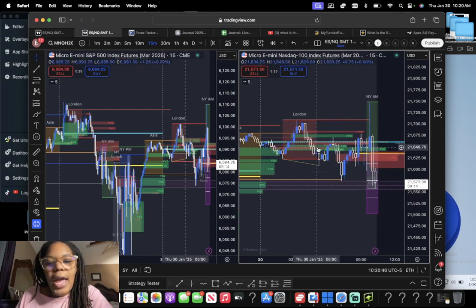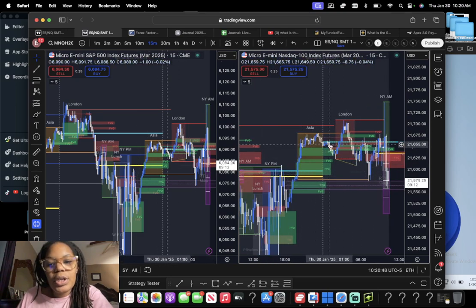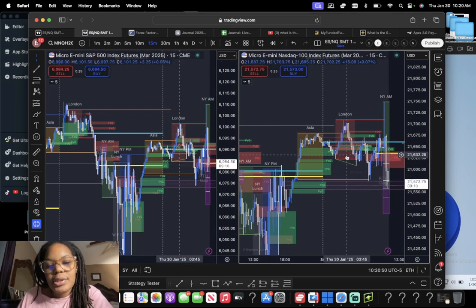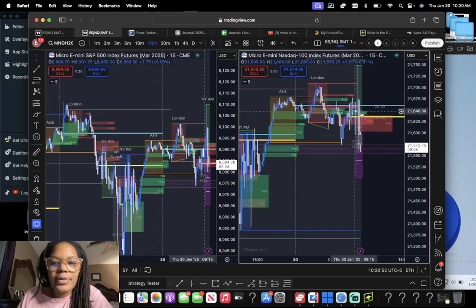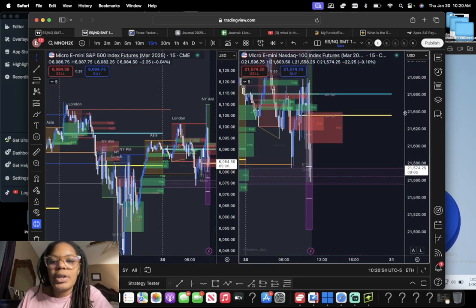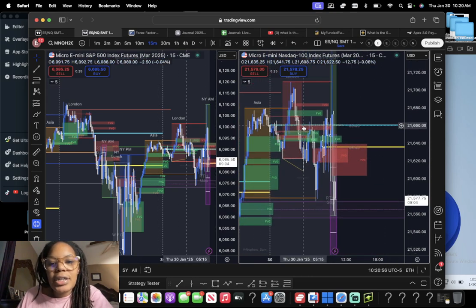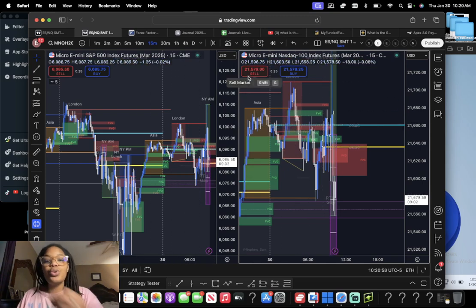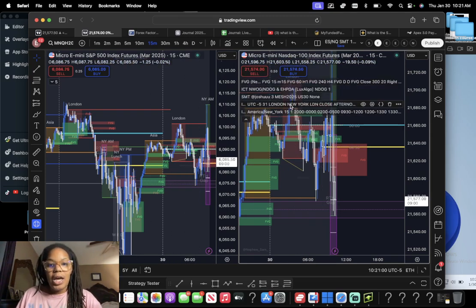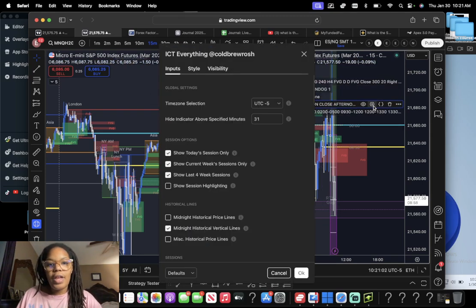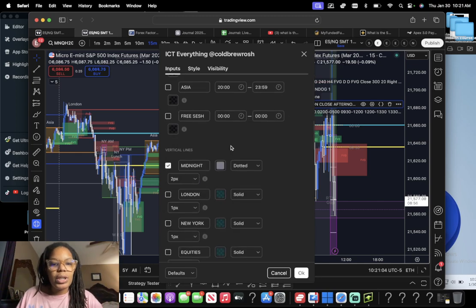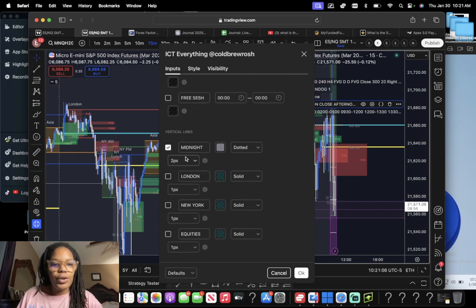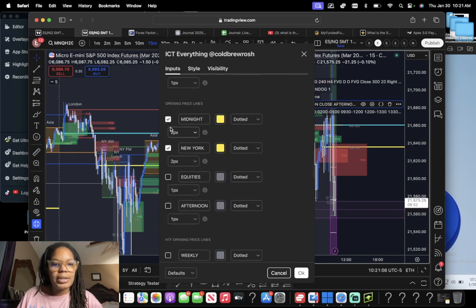And with ICT kill zones and pivots, it won't let you have these times. It just won't let you have these times if you want. Obviously, these lines are insane and they're too big. I had the ICT everything indicator because I was using the ICT kill zones and pivots. I honestly could take this off now, but I do still like the midnight vertical line. So I'm going to leave that, but I could take off these.